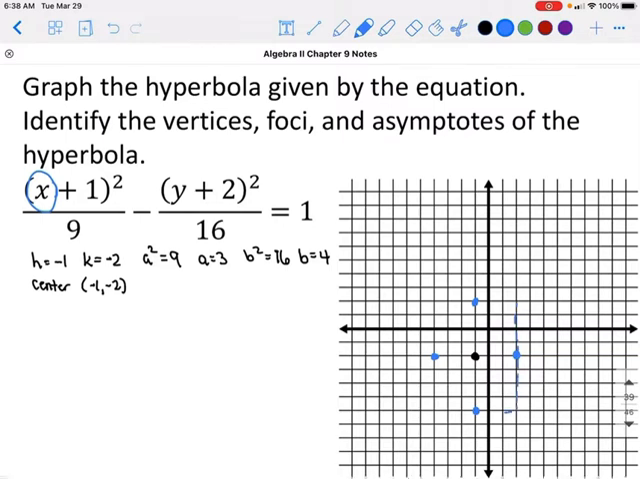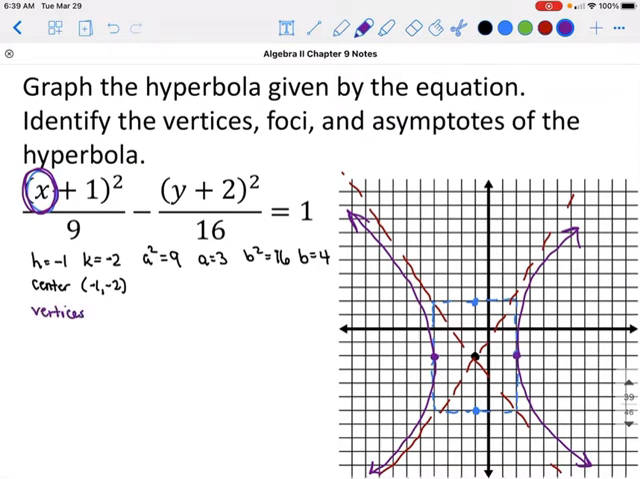From there, we can create our box, and then from our box, we create our asymptotes. Now, because this says the x first, we do know it's going to open horizontally, so our vertices are going to start here and here, and we are going to open horizontally. Now, let's find all those values.